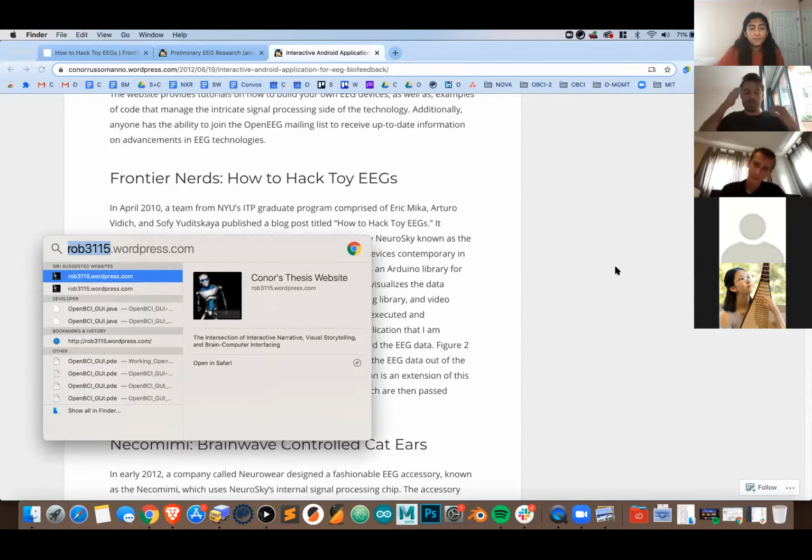And so that was a really fun project for me, where I got to exercise my love for illustration and art, but also tap into this new technology that I had discovered, which was low-cost EEG, and try to apply it in some kind of interesting, creative way.